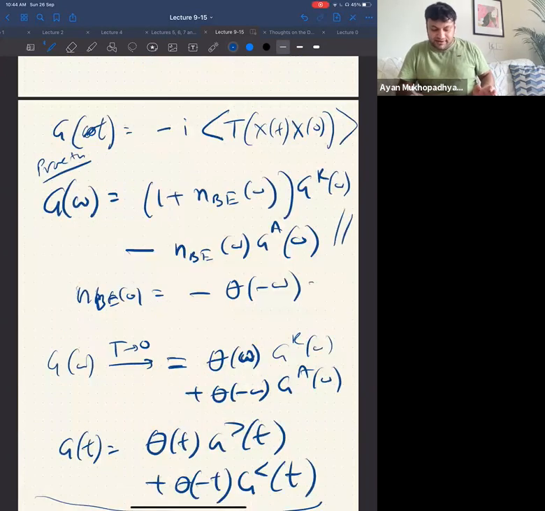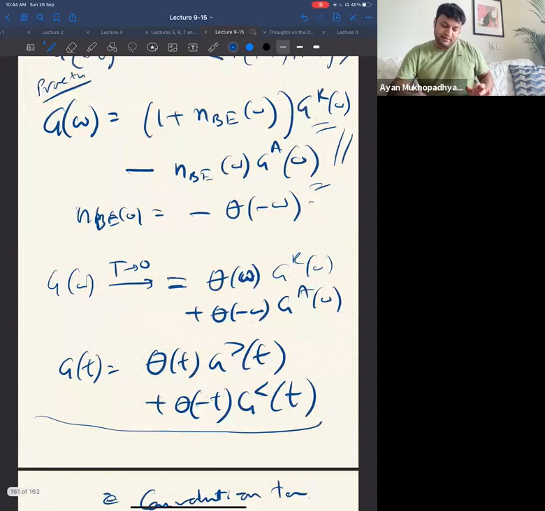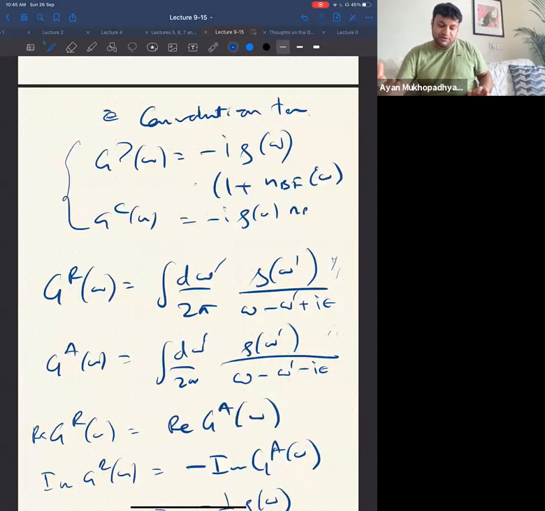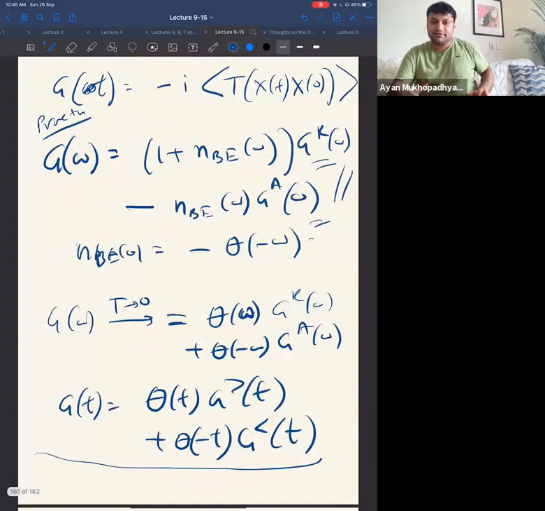So the moral of the story is as follows. We know how to get the retarded propagator and the advanced propagator just from the spectral function, right? From these formulae. And because we know that, we can also obtain the Feynman propagator in terms of the spectral function, right? It's as simple as that. So all the propagators can be obtained just from the spectral function. That's the main moral of the story.